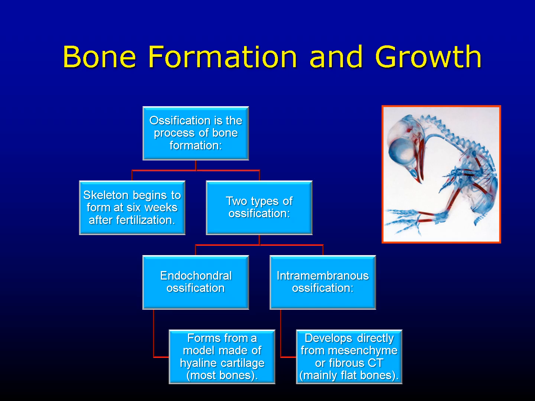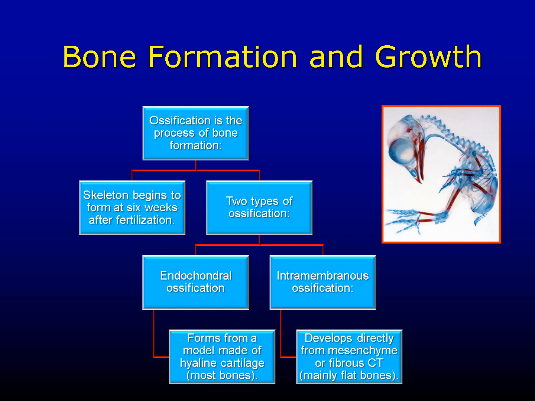The process of bone formation is called ossification. Ossification occurs in two ways: endochondral, in cartilage, and intramembranous, within membranes. The skeleton begins to form 6 weeks following fertilization. The skeleton of embryos is made largely of hyaline cartilage, except for flat bones, which develop in fibrous membranes.